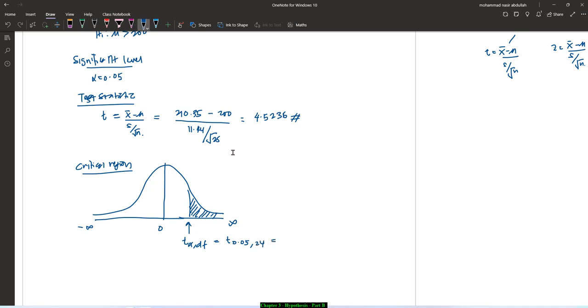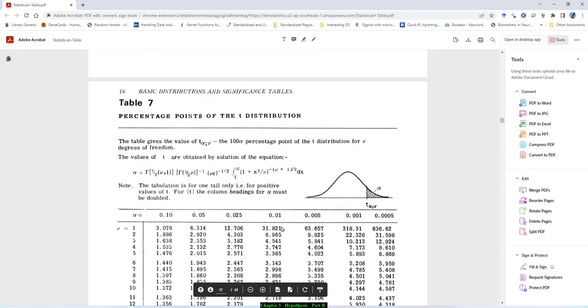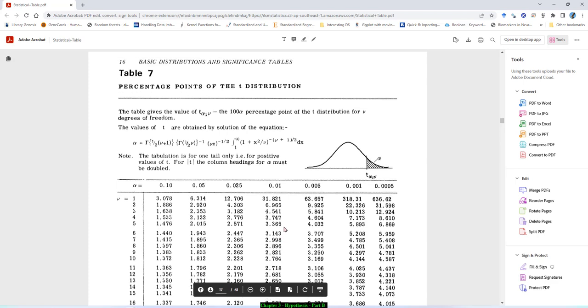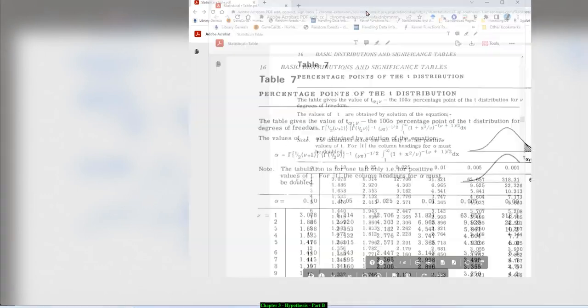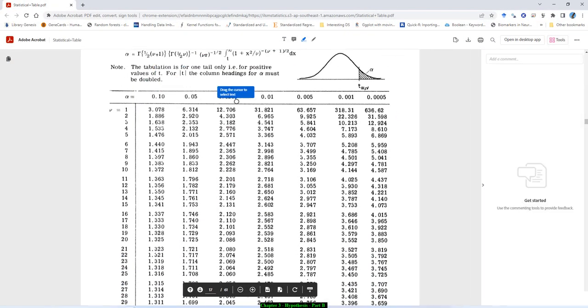Right. So we're going to look at the statistical table. We're going to look at table number 7, table number 7, 0.05. Here we look at this, this is 0.05.